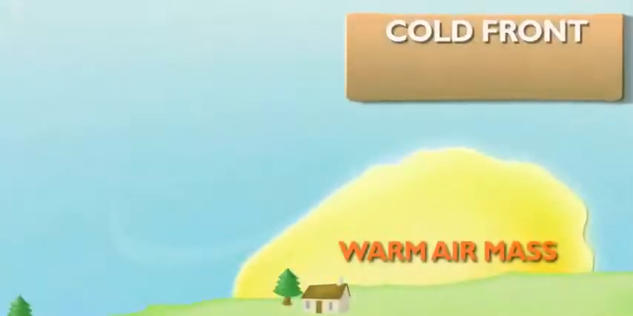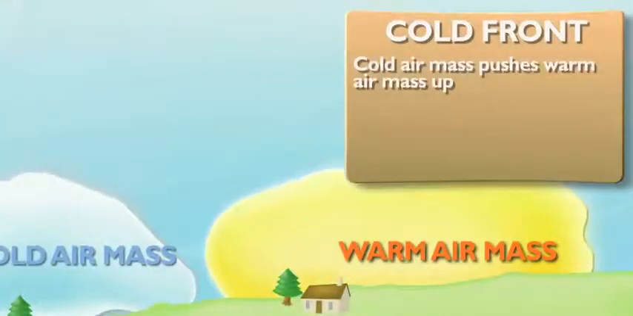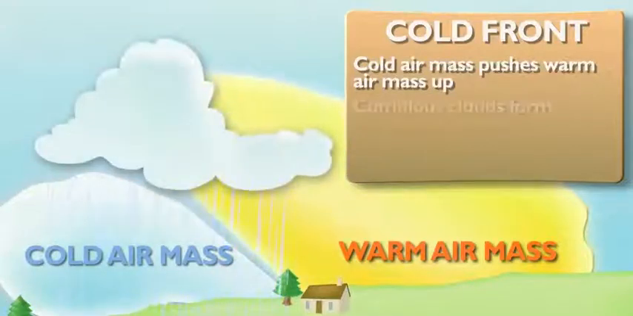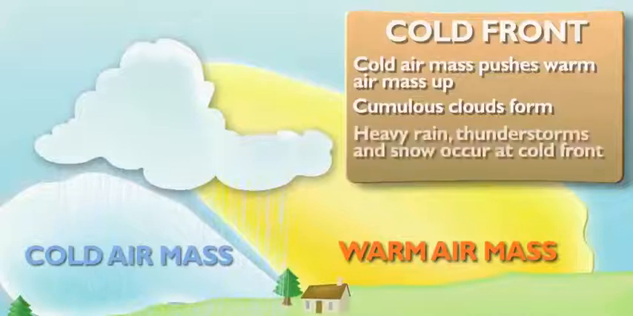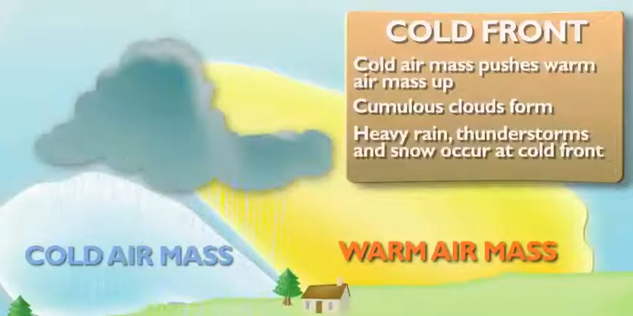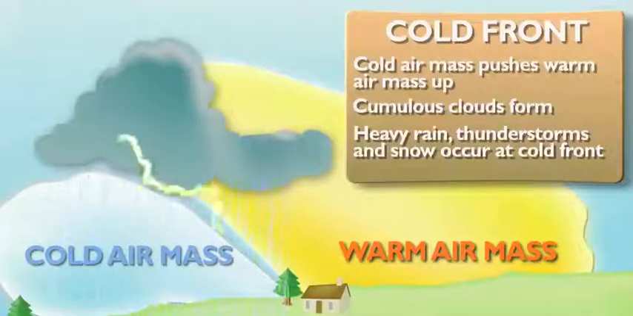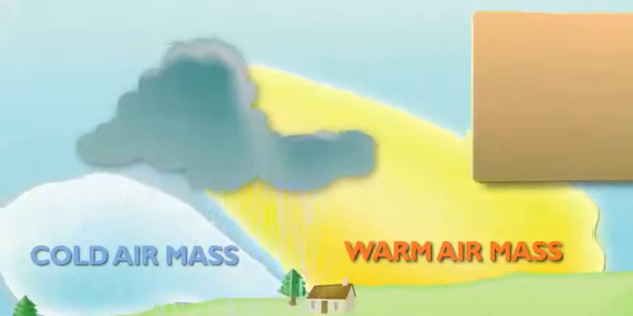Yeah, this snowstorm is a result of a cold front. Cold fronts happen when a cold air mass pushes a warm air mass up. Big puffy clouds called cumulus clouds are formed. When you see dark clouds like those, you can bet you're in for some heavy rain, thunderstorms, or a snowstorm like this. What happens at a warm front?